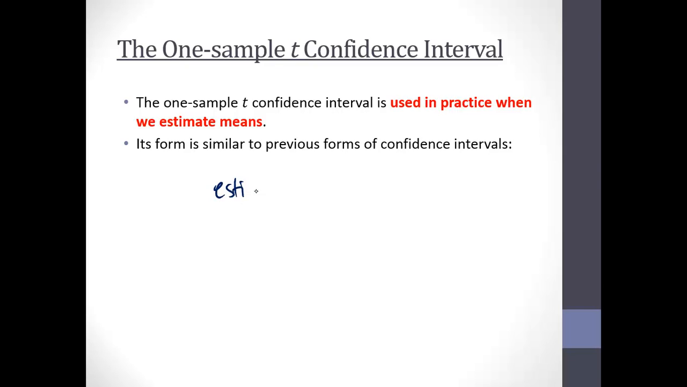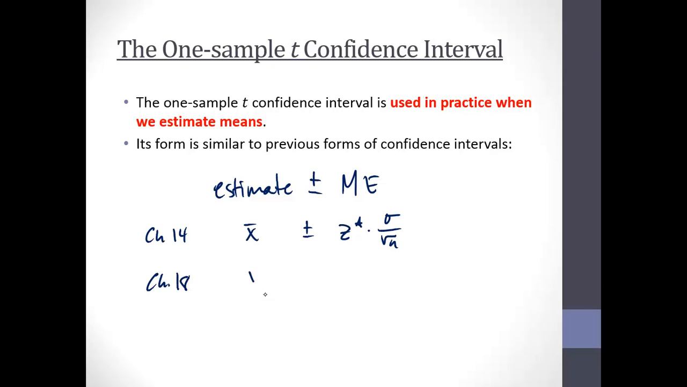We're taking our estimate and adding and subtracting the margin of error. In chapter 14, it was x bar plus or minus z star times sigma over the square root of n. Here in chapter 18, it's x bar plus or minus t star times s over the square root of n. So same idea, just changing the formula very slightly.